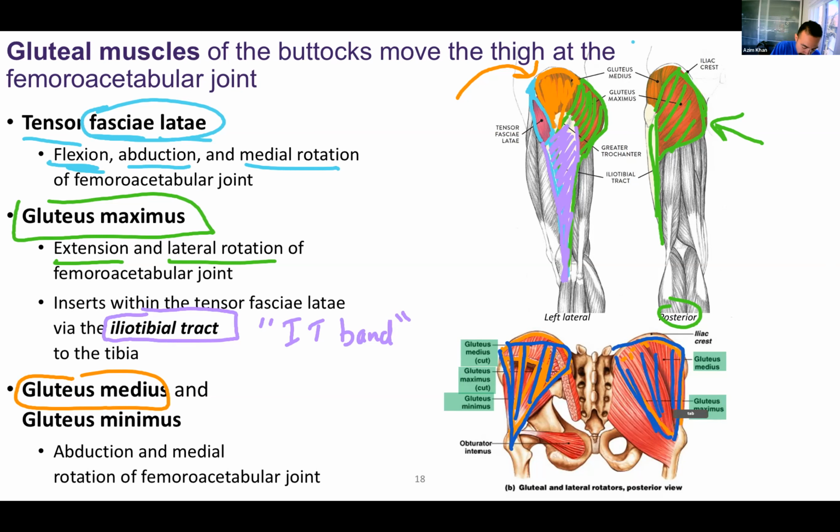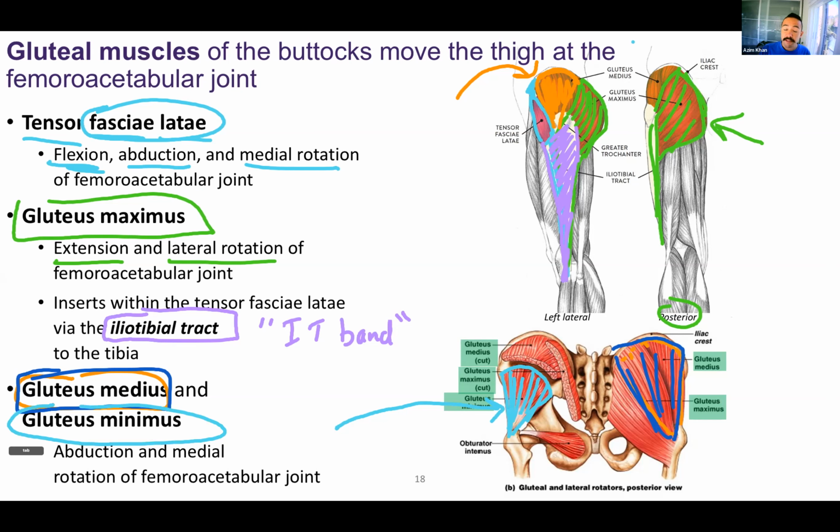That's gluteus medius. The smallest one is deeper, so you'd have to remove this. I'm going to erase what I have on the left side. The minimus is smaller, attached on the posterior side of the ilium, attaching down to the greater trochanter. That's a gluteus minimus, smallest one.